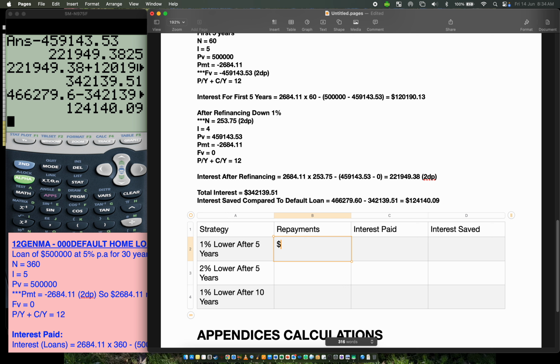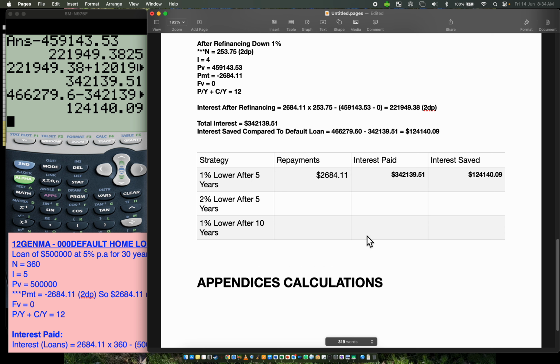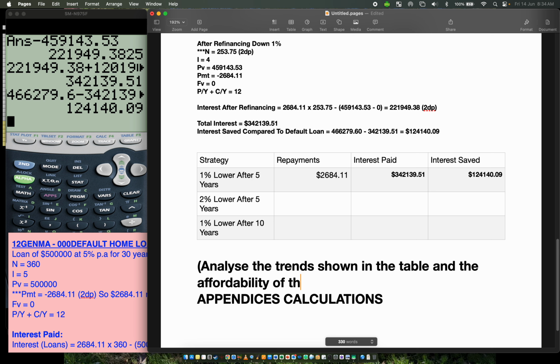We're showing here in this column that this refinancing doesn't affect the ongoing affordability of the loan. I'm choosing to make the repayments stay the same because I could afford them in the first 5 years. I'm paying that much interest. Therefore, that tells me compared to my default loan, I save that much in interest. After the table, once you fill it out with all these strategies, you're going to analyze the trends shown in the table and the affordability of the strategies.